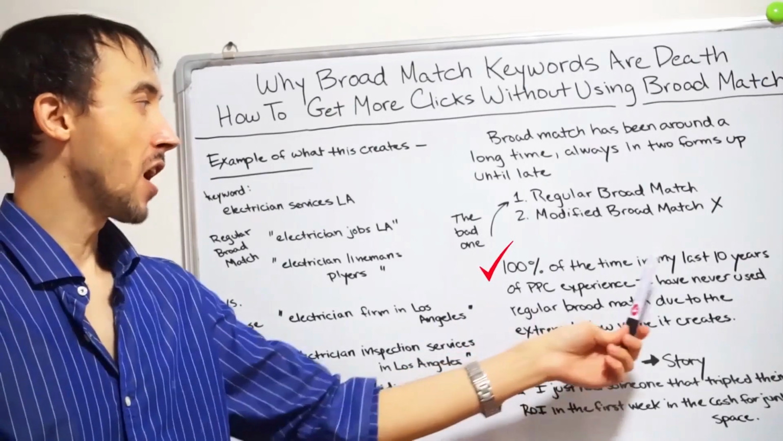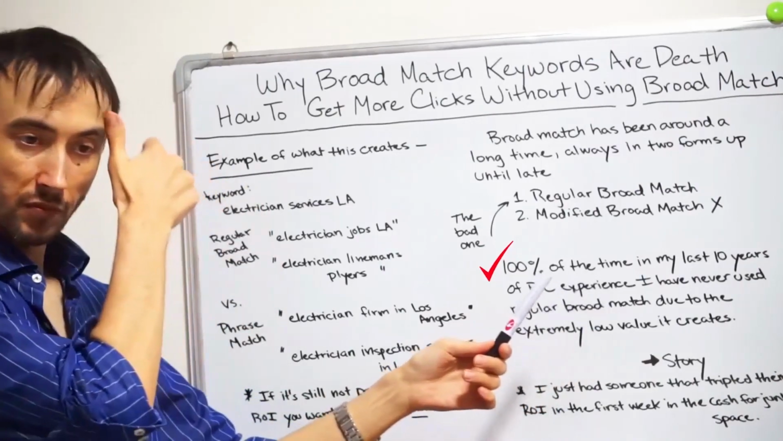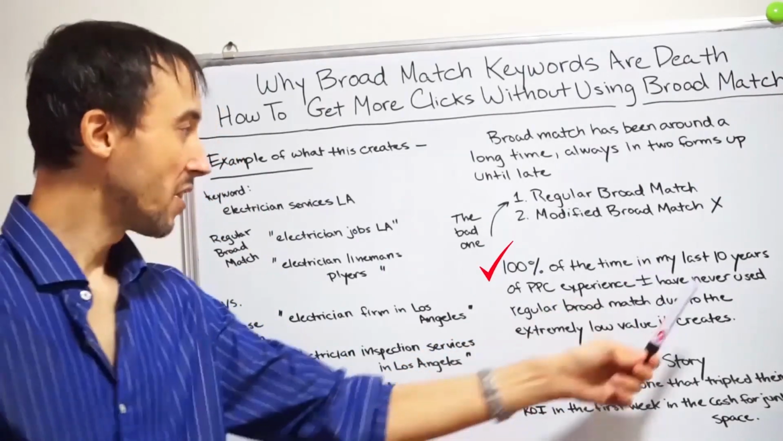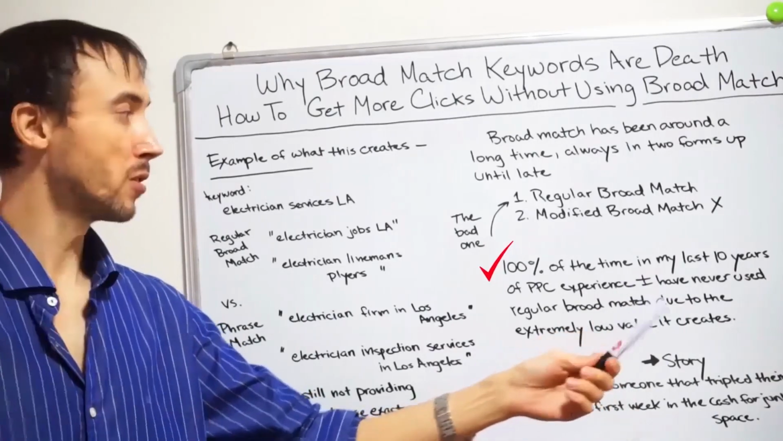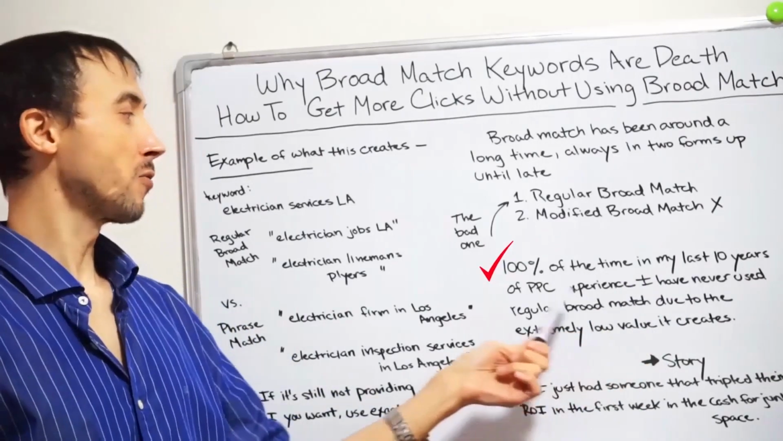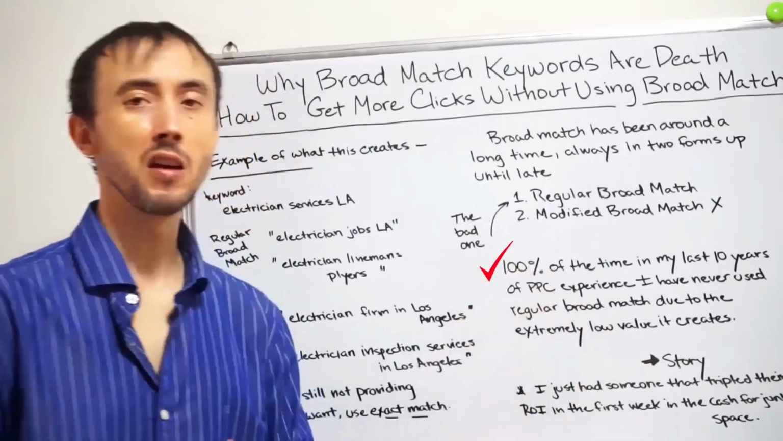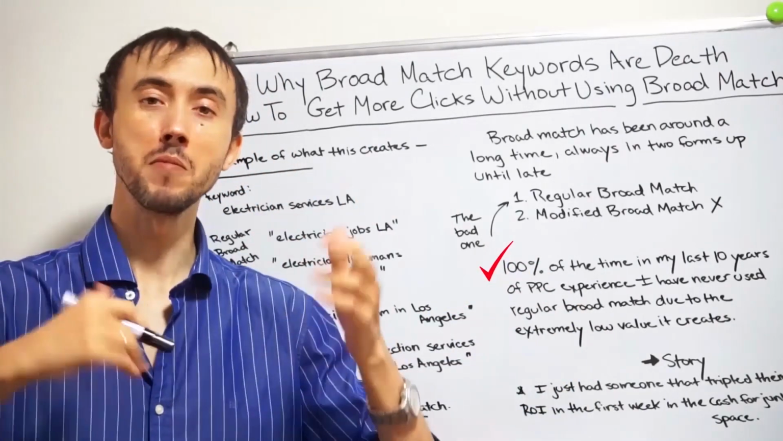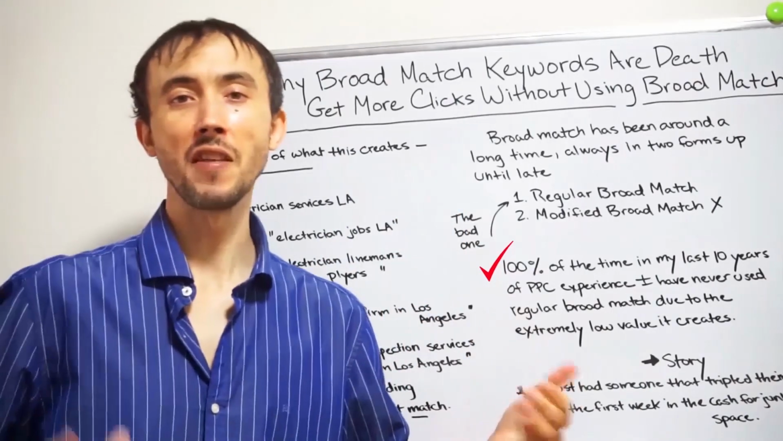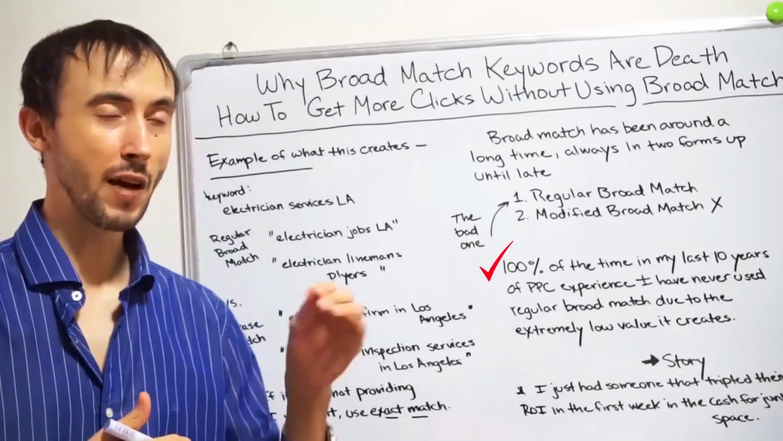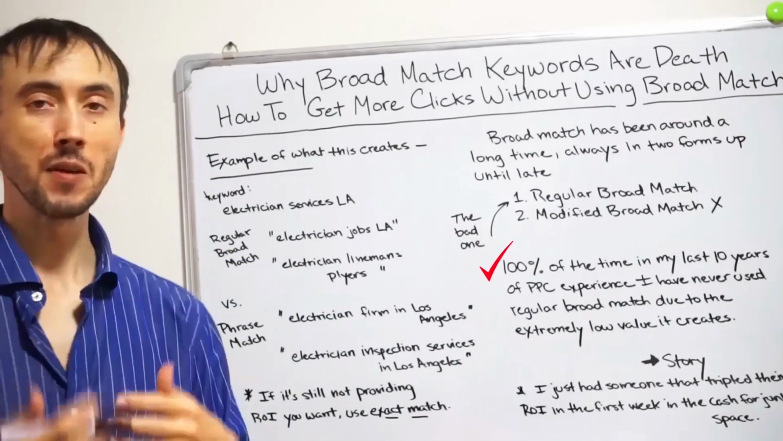So 100% of the time in the last 10 years of doing PPC, I've never, and I mean I'm talking in absolutes here, never used regular broadmatch due to the extremely low value that it creates for our ability to make a return from our PPC campaigns at a level of ROI that's going to pay for the ads, either right away or through the repeat purchases people make from the ads that we have.